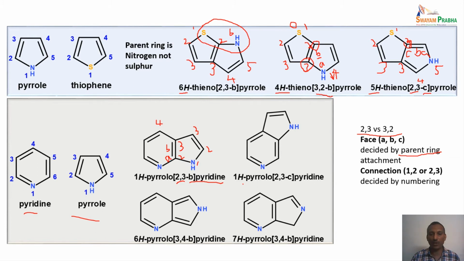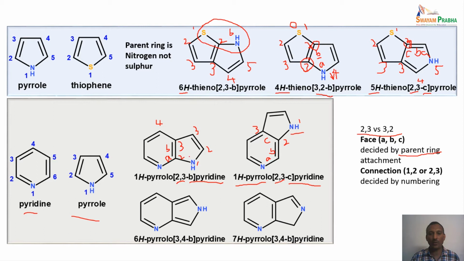And if we go to the next compound, here again, this is the a face, this is the b face, this is the c face. And the numbering, if we have to go, this is 1, 2 and 3. So the fusion is between 2, 3, and this is attached to the c face of the pyridine ring. So 2,3-c pyridine, and for the lowest numbering rule, we have to follow 1, 2, 3. So the nitrogen gets the lowest number. So this is again 1H pyrrolo[2,3-c]pyridine.